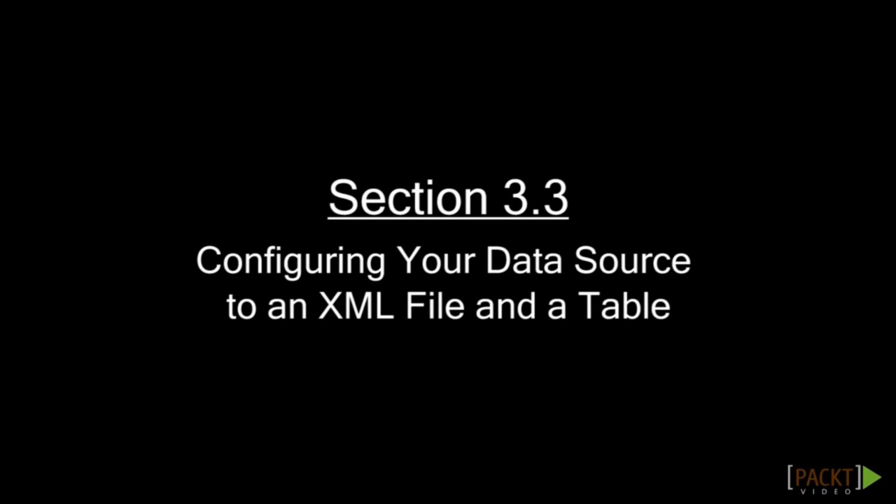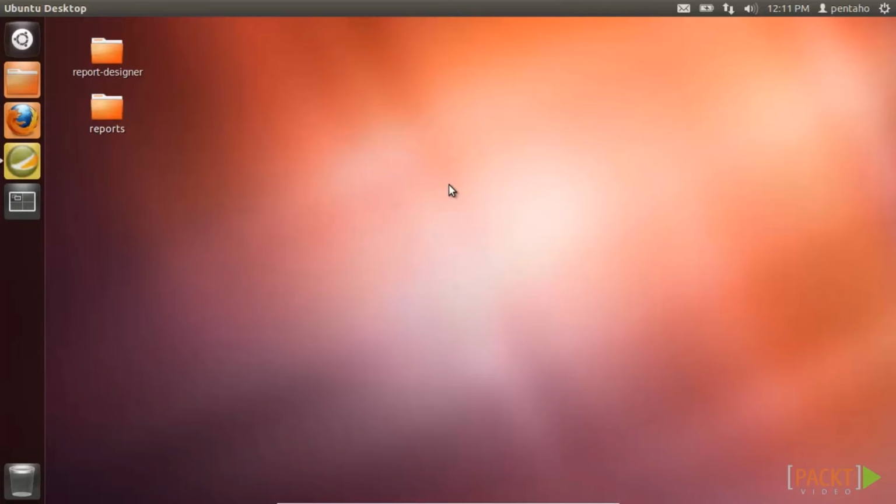Now that we know how to configure a data source on an OLAP engine, let's see the data source configuration on an XML source or a table. XML data sources are very useful while exporting the data from an external system when we can't use a database of structured data that is different from the file system.